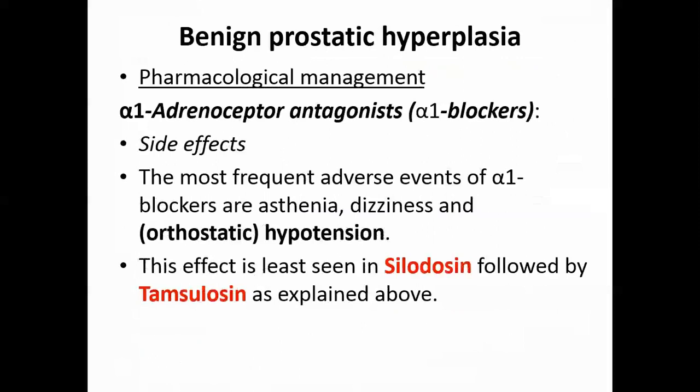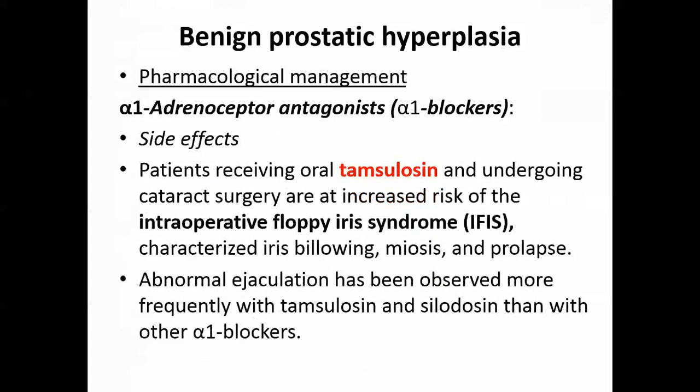The most important side effects, as we said, come from the alpha-1 problem: when you have an agent that can act on the alpha-1 receptors present in the arterioles and the veins, it will cause orthostatic hypotension, asthenia, and dizziness. This effect, of course, is not seen with the more selective alpha-1 blockers, silodosin and tamsulosin. They are more selective, and of course the best regarding selectivity is silodosin.